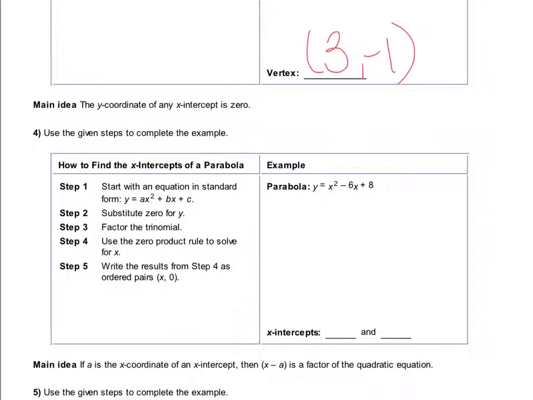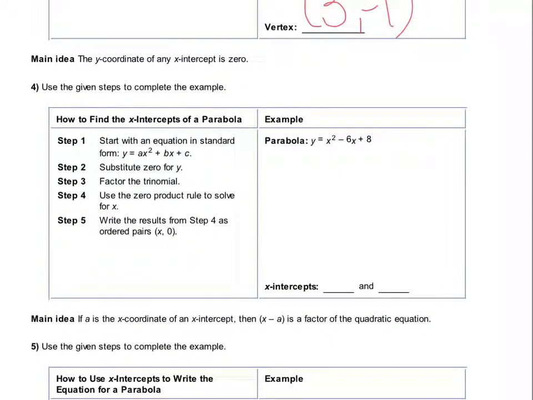So the next thing that's really important, it says, is that the y-coordinate of any x-intercept is 0. What that means is if you were looking at an x-intercept, it will always be in the form of some x value and then 0. Because if you think about that, it makes sense. I'm going to go back to the graph. I'm just going to draw a picture here.